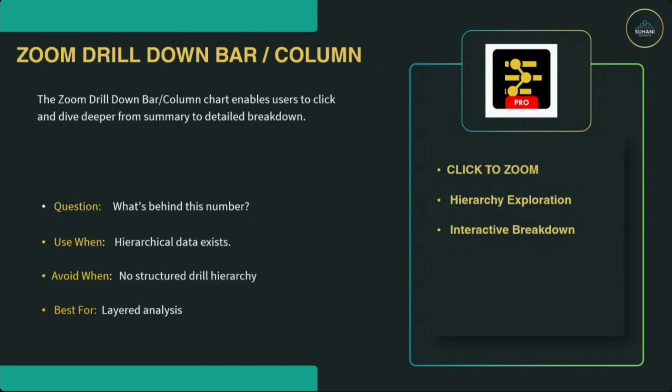So the best use case is when we have hierarchical data, as I said, like category, subcategory, segment, ship mode, weekday, weekend. And we should avoid it when there is no structure in it. For example, you have a data set which has only 15 to 16 columns, and in it there is no relationship between ship mode, and no relationship between category and subcategory. Then we should not use this chart. But if there is a layered analysis, a hierarchical exploration which we can do, then we should go with the zoom drill down bar and column chart. Okay, we can click to zoom and then click again to zoom out.